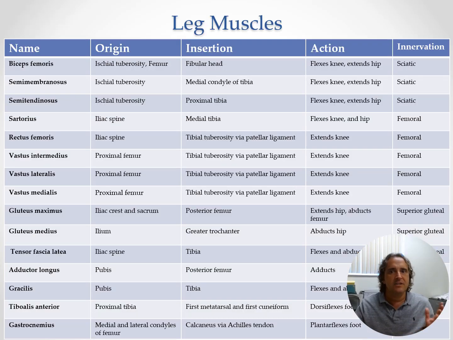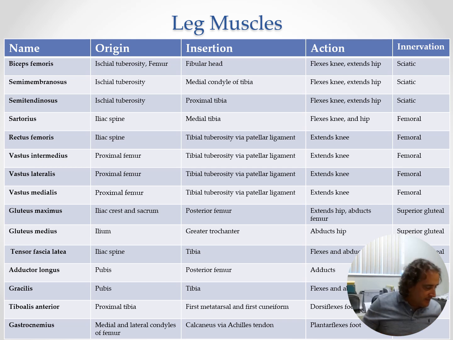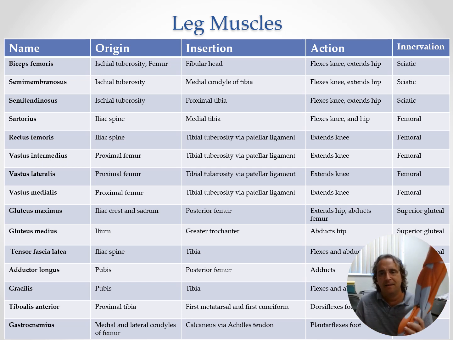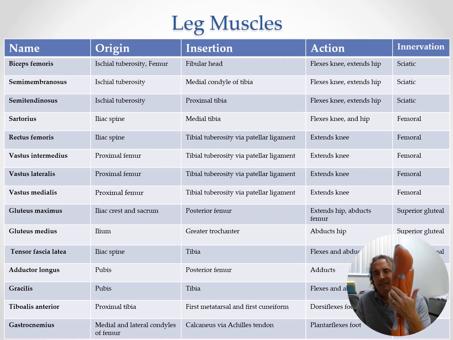For the leg, just as scary, but I don't think it's as bad. Most of you have heard of these muscles: biceps femoris, semimembranosus, semitendinosus. Biceps femoris is right there. If you look right here, it looks like there are two muscles on top of each other. Semitendinosus is on top, semimembranosus is underneath it.